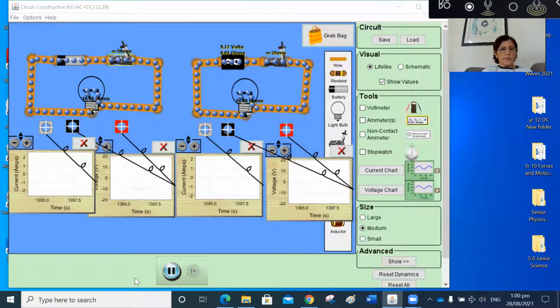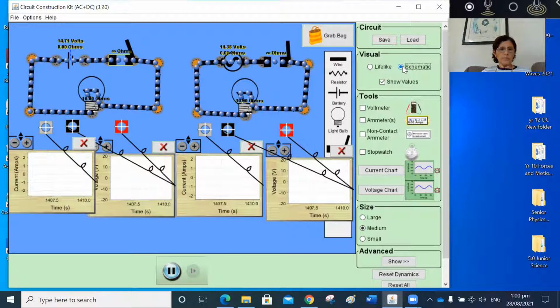In this video, we are going to look at the difference between a DC circuit and an AC circuit. So on the left-hand side, we've got a DC circuit, a battery, a switch, and a lamp, and then an AC source or AC battery, switch, and a lamp. I will change those so that we could see it in symbol form.